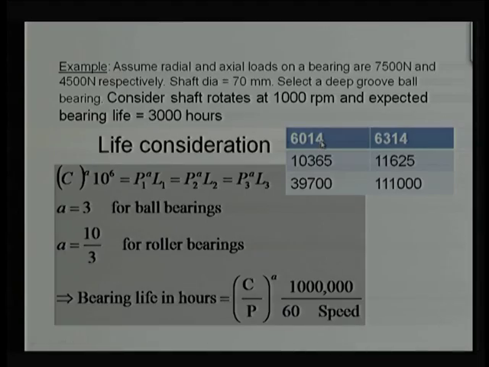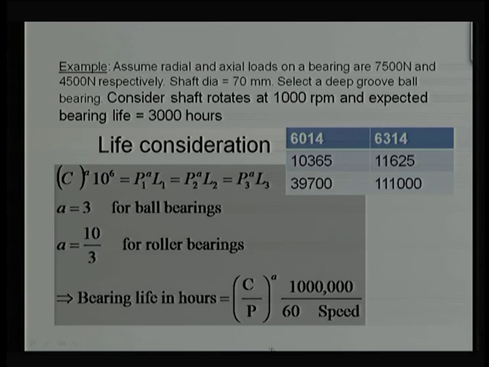However, in this question nothing has been defined. We are free to choose the bearing. There is no restriction on the dimensions. Now for 6014, the equivalent radial load turned out to be 10365. However, for the 6314 bearing, it was 11625, and based on this equivalent load criterion alone, we would say that this bearing is a better option compared to this bearing.